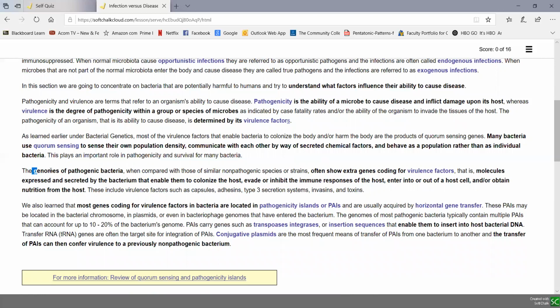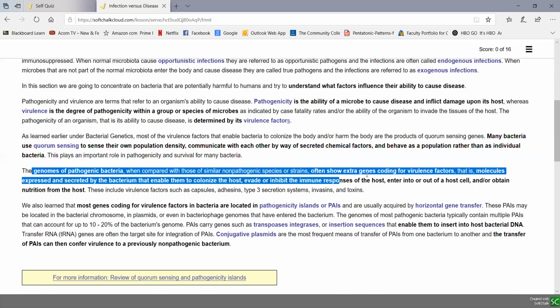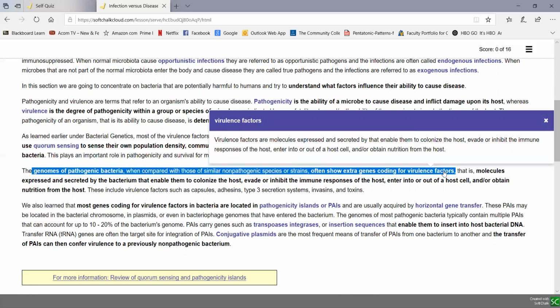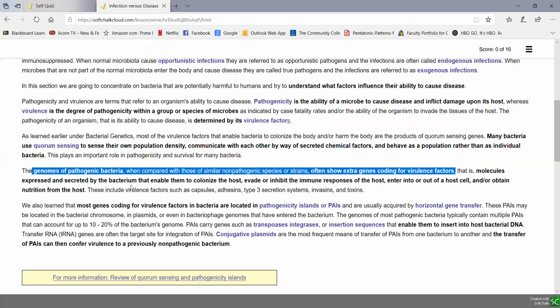So we know that the genomes of pathogenic bacteria, when compared to those of similar non-pathogenic species or strains, often show extra genes coding for these virulence factors. Again, the factors that enable a microorganism to colonize our body, to evade or inhibit immune responses, to enter into or out of human cells, and or to obtain nutrients from the host. And we've already learned about a number of virulence factors back in Unit 1, things like bacterial capsules, adhesins, the type 3 secretion system, invasins, and toxins.